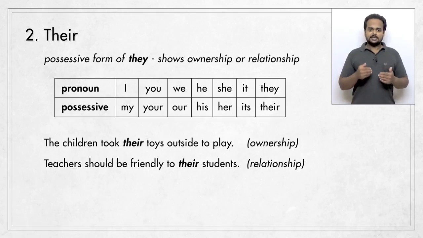This spelling can be easily remembered if you see that the possessive forms your, our, her, and their all have an R, and the R is the last letter in these words.